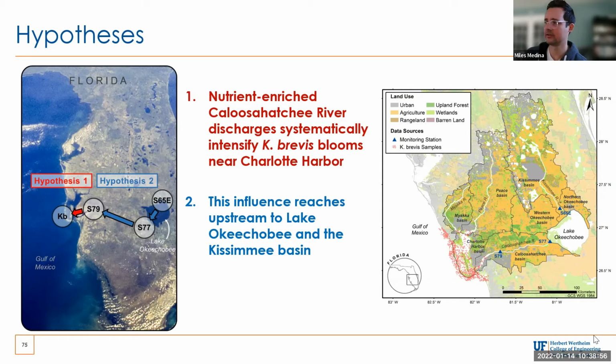The colors indicate the land uses. So in gray, we have urban and residential areas. In yellow, we have agricultural areas. And then the stations S79, S77, and S65E are marked by blue triangles. Okay, next slide.